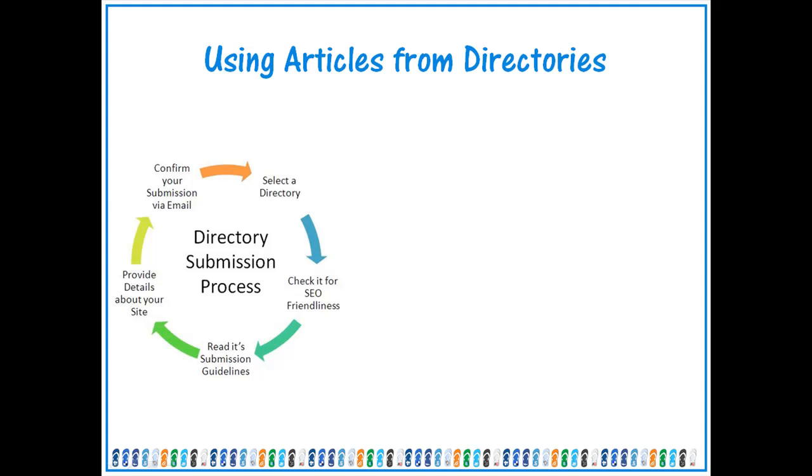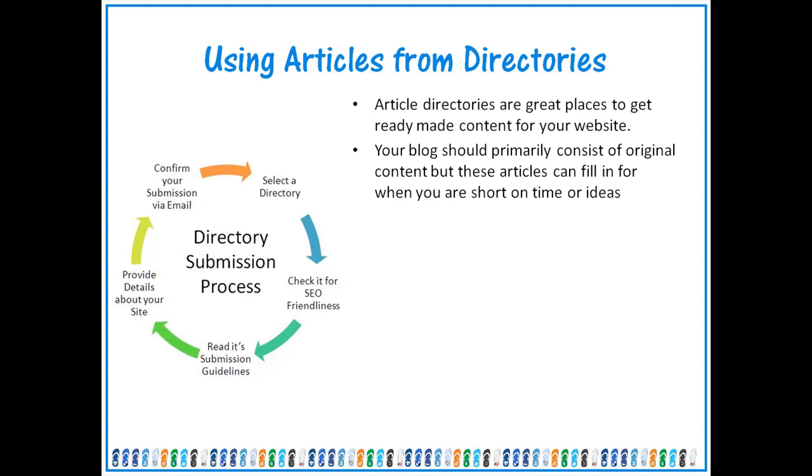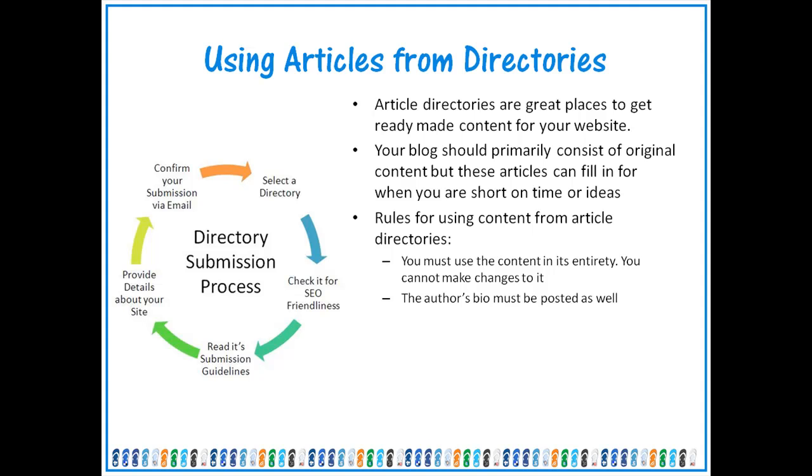Now, using articles from directories is a great way to start, and some of the great places you can get ready-made content for your site. Your blog should primarily consist of original content, but these articles can fill in for you when you're short on time or ideas. Or, if you're just starting out, don't worry about it. Don't feel like you have to be a writer and do all of this. That's the great thing about my branding system, we have some of these services already in there to give you content to get started with. It's just about learning the mechanics and keeping it simple. And when you're ready, it's baby steps, and it really is. It's simple if you just try not to do it too fast or overwhelm yourself.